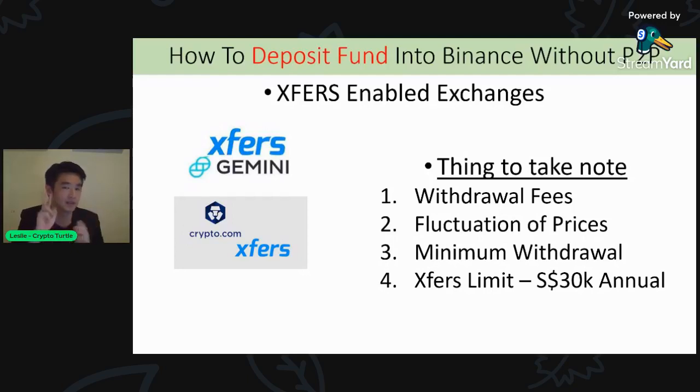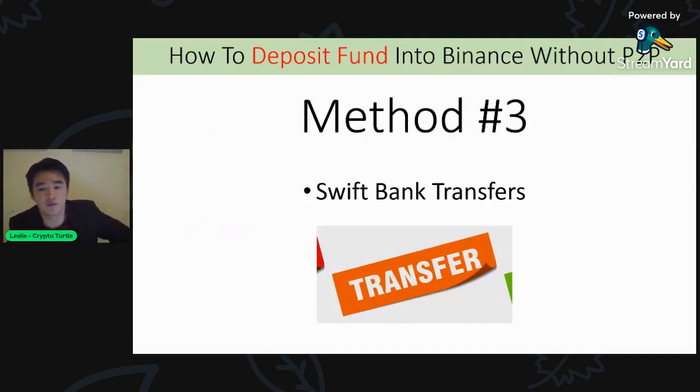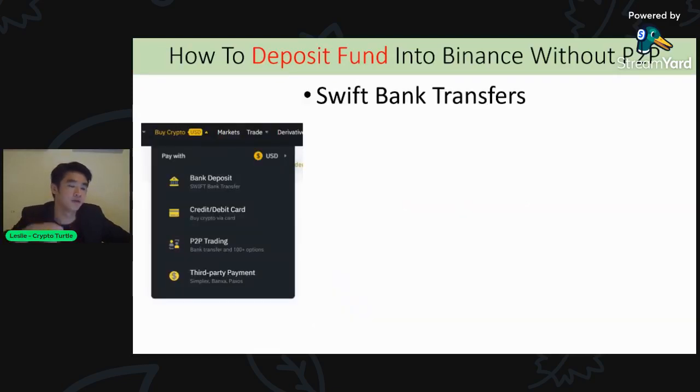This is method number 2, using expert enabled exchanges. So method number 3. In fact, you can actually use this Swift bank transfer. So how does that work? Typically, for Swift bank transfer, you would actually need a multi-currency account, for example, US dollar. That means you have an account that can send and receive US dollar.